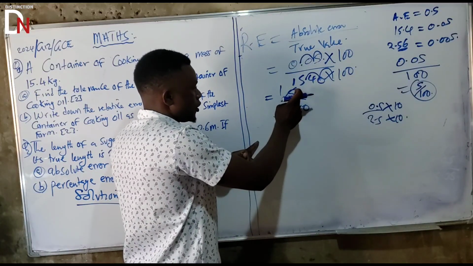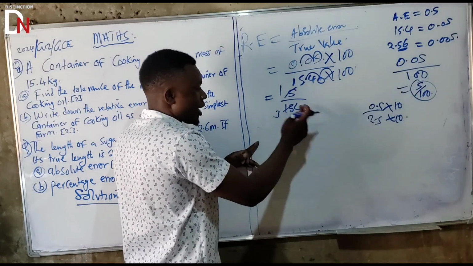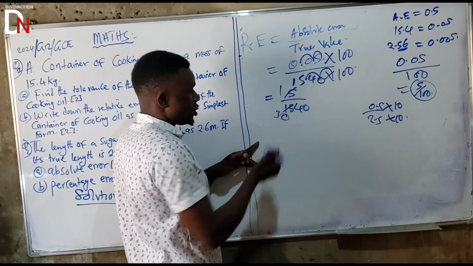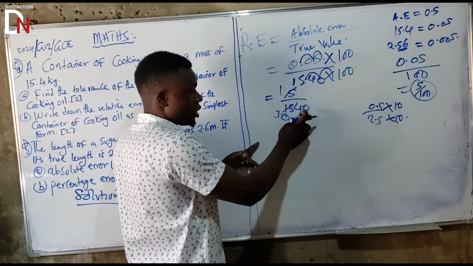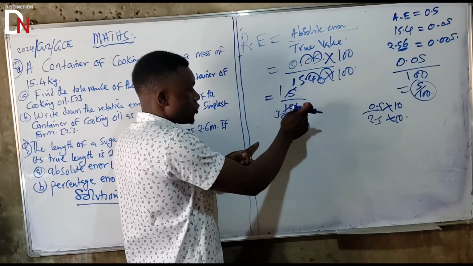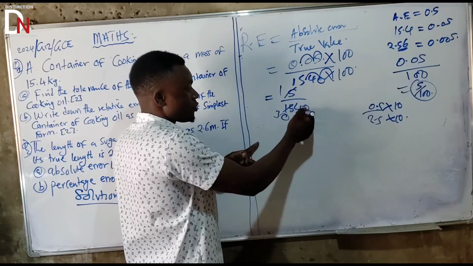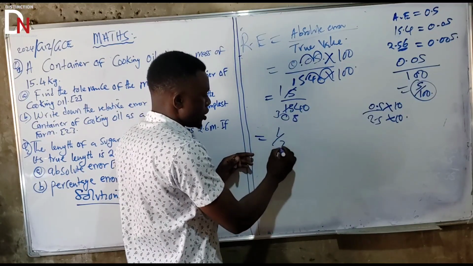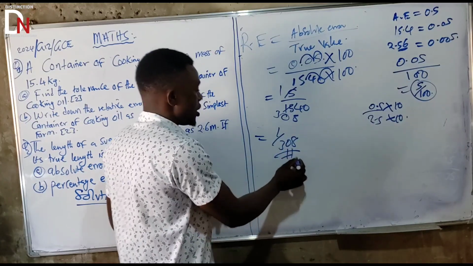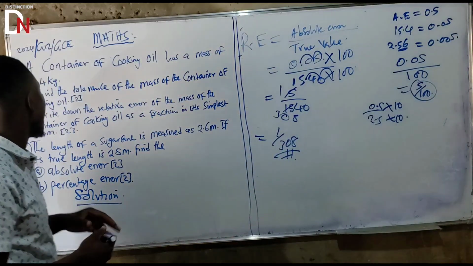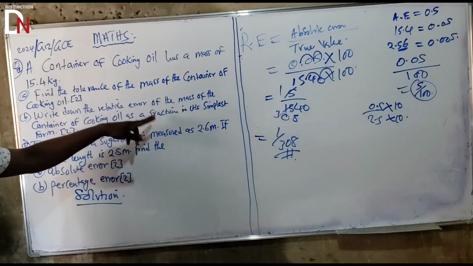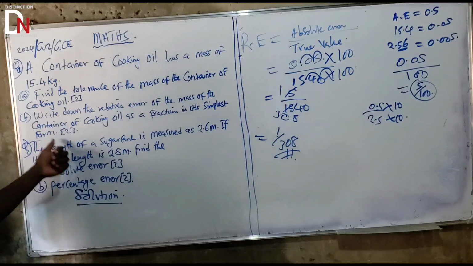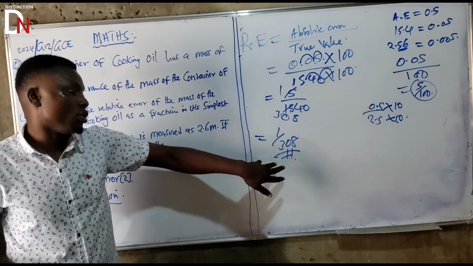5 into 4, it can't. 5 can't go into 4, but rather I'll write the 0. It's 0, remainder 4. Then here, 5 into 4 again can't go, so I'll add the 0. This becomes 40. 5 into 40 becomes 8. Therefore, the answer is 1 out of 308 as my relative error. So I've solved this one: write down the relative error of the mass of the container of cooking oil as a fraction in its simplest form. So this is how you're supposed to do it.